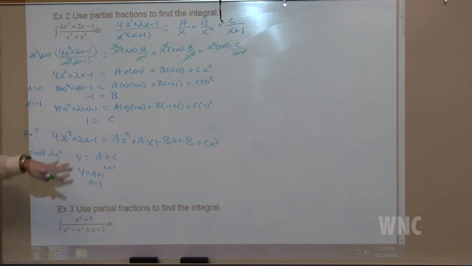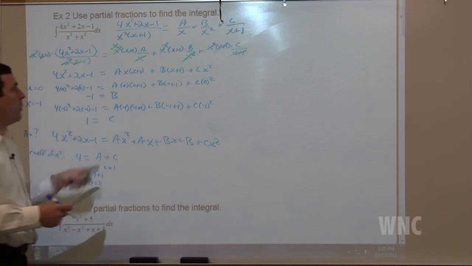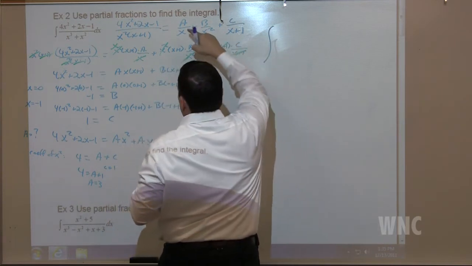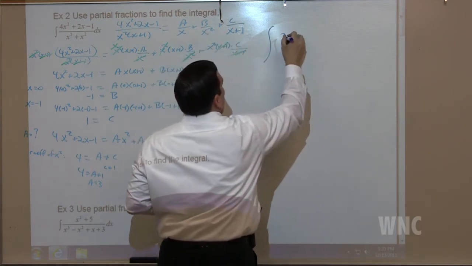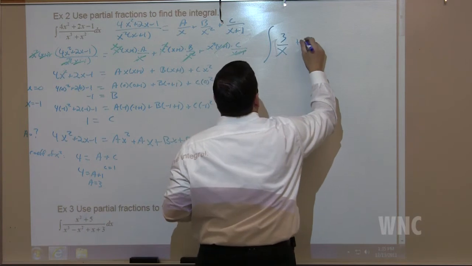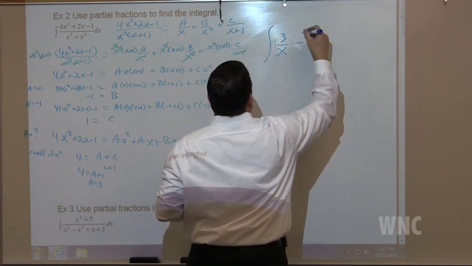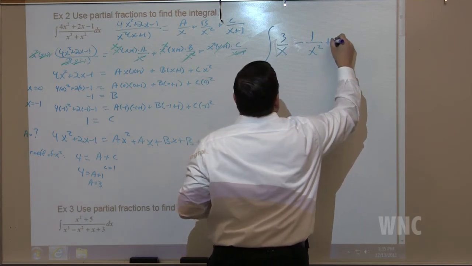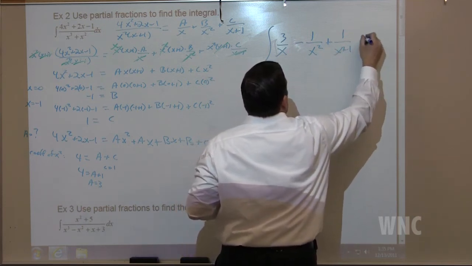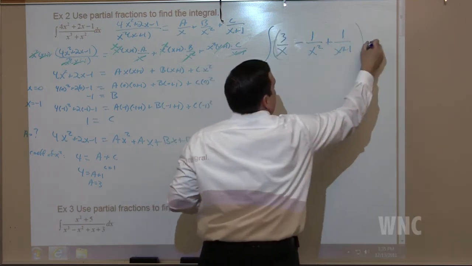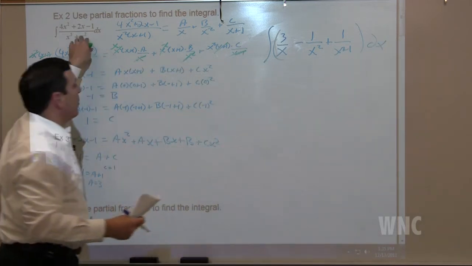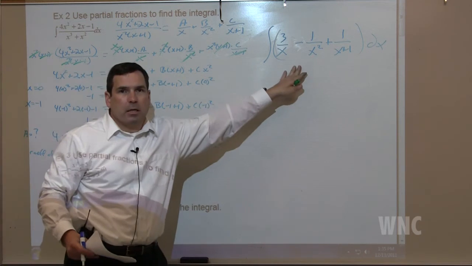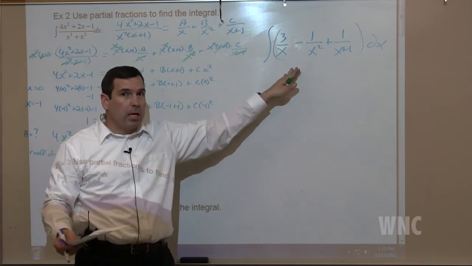So all that work, now that's a lot of work. Now here's the cool thing. This transforms into the integral of a, which was 3 over x, plus b, which is negative 1 over x squared, plus c, which is 1 over x plus 1. This really complicated looking integral reduces down to this. That's really cool. That's really nice.